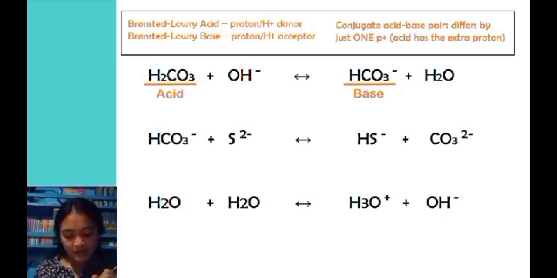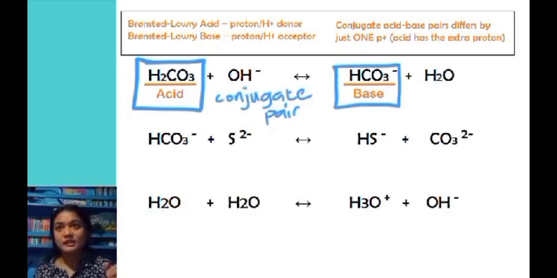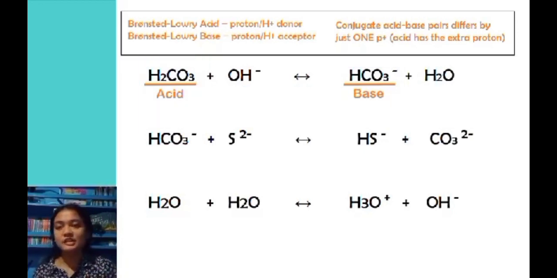Now, remember, the H2CO3 and the HCO3 minus here are the conjugate pairs. Okay, the conjugate pairs, let's read the definition. Conjugate acid-base pairs differ by just 1 proton, and the acid has the extra proton. So in this case, the H2CO3 and the HCO3 minus are the conjugate pairs.